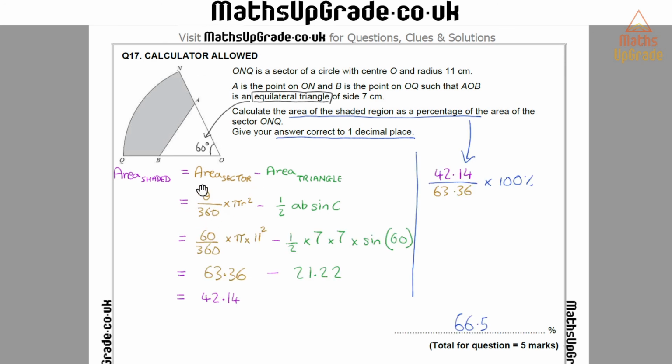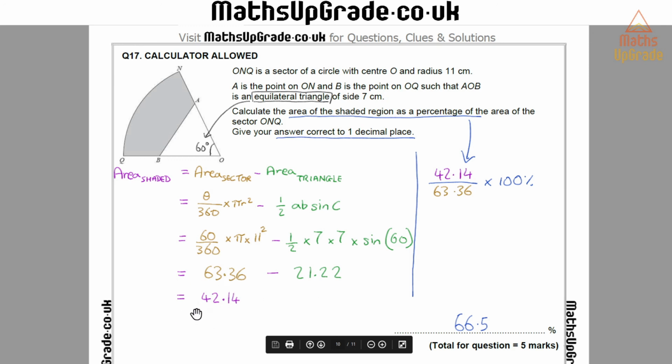So 60 is the angle here, divided by 360 times by the area of the circle, pi r squared, gives us the area of the sector, 63.36. The area of the triangle is given by half ab sin C. Again, if you don't know how to do this, look back at the video clip on advanced trigonometry on this channel. So half times 7 times 7 times the sin of 60 gives us 21.22. So the area of the shaded region is gained by subtracting those two values, and I get 42.14.